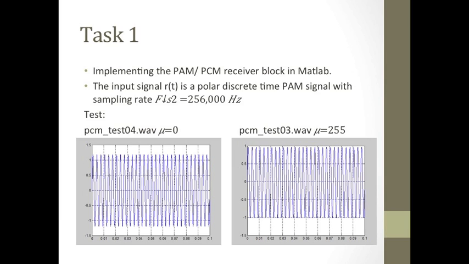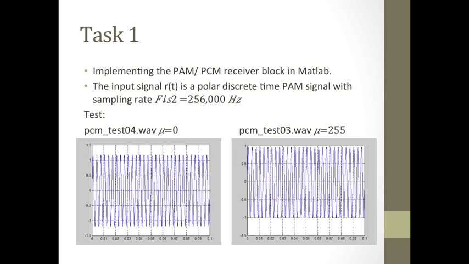The first task is to implement the receiver block of the pulse code modulation in MATLAB, with a given input signal RFT as a polar discrete time pulse amplitude modulation signal that has a sampling rate of 256,000 hertz, as given as an audio .wav file.